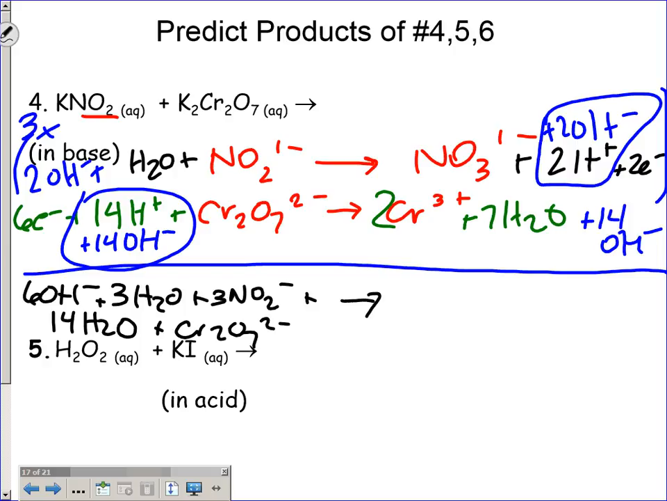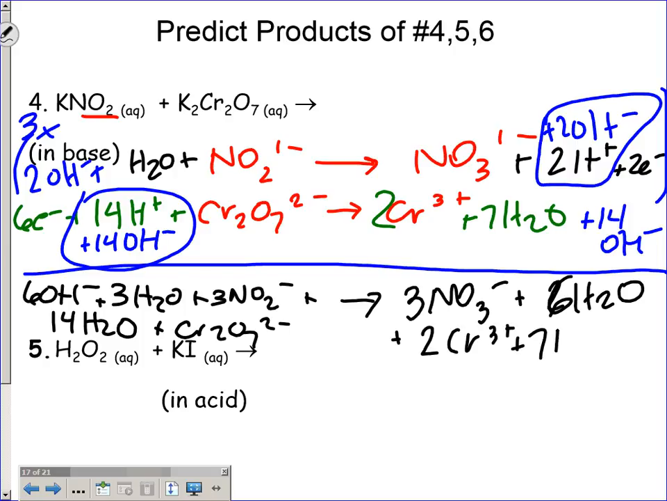Yields 3 nitrates, plus 2 waters, right? 2 H pluses and 2 OH minuses. 2 waters, plus, I'm sorry, not 2, 6. Not bad. 3 times 2 is 6. 2 chromium 3 pluses, plus 7 waters, plus 14 OHs. Is that right? Yeah, I think I caught everything here.